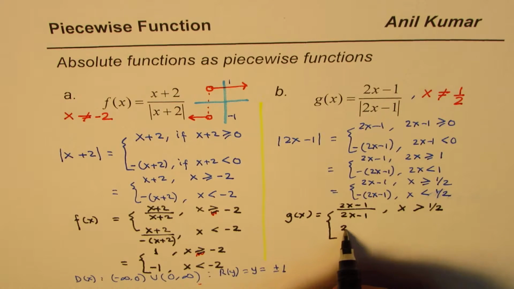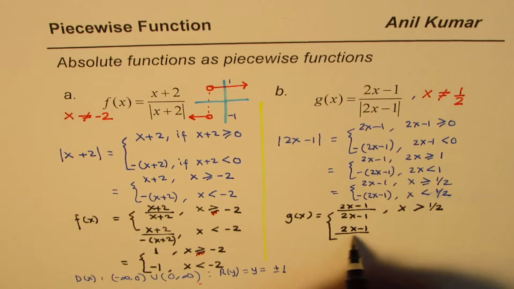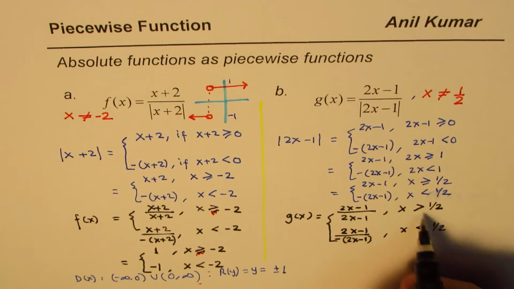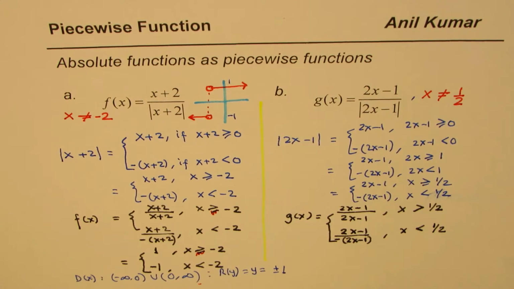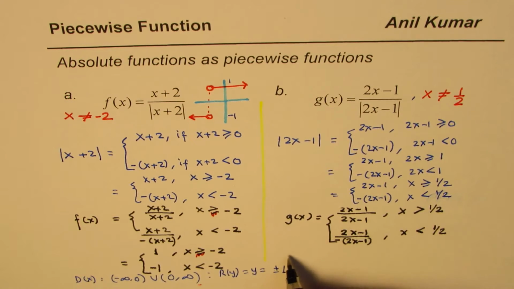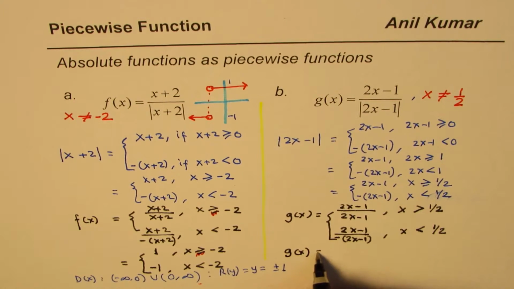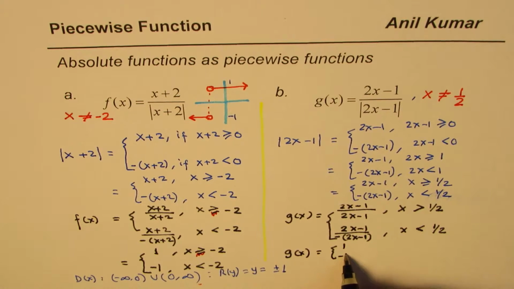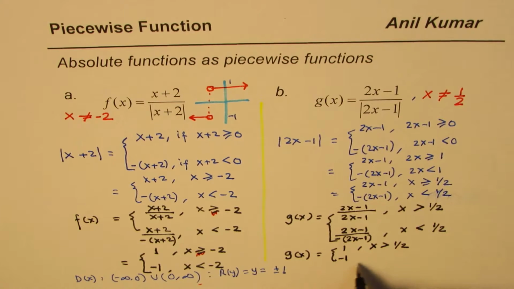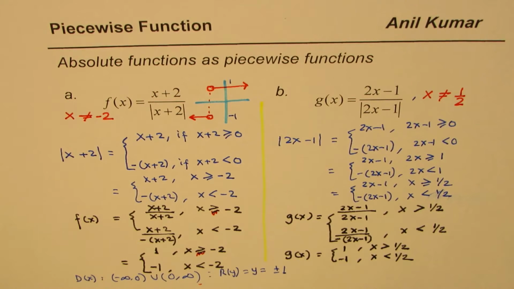And on the other hand, it is 2x minus 1 divided by negative of 2x minus 1 when x is less than half. So you should not have the equal to sign here. Perfect. Now that clearly indicates this is 1, right? So the function g of x is actually equal to plus or minus 1 depending on the value of x, if it is greater than half or less than half. Do you see that? So that is how the function will be, and you can always sketch it.